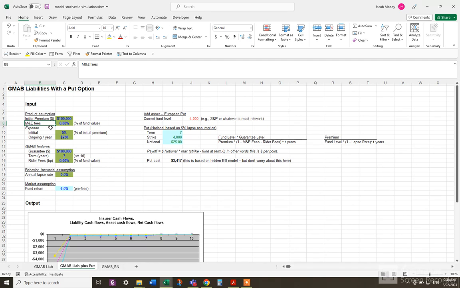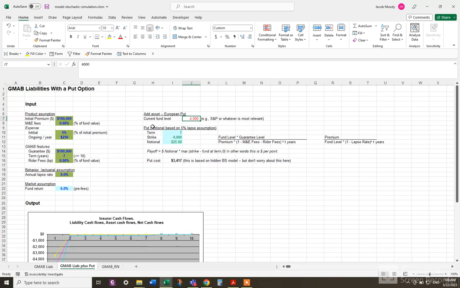The mortality and expense fees, I put at 0. The riders and fees, I put at 0. And also the lapse rate, I put at 0%. And then you'll also see I changed this to 4,000. I wanted to see a little bit of a different number, and plus I saw the S&P was about 4,000 today on the index, and so I thought it was pretty fitting.